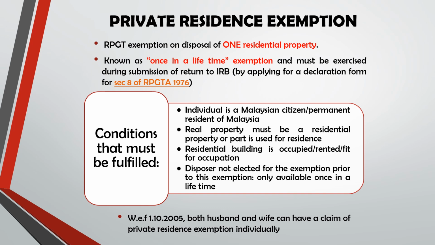This means either you occupy it yourself or your family does, or you rent it for residential purpose, and it is not used for other purposes such as business. And the disposer has not elected for the assumption prior to this, because it is only available once in a lifetime. With effect from 1st October 2005, both husband and wife can claim private resident assumption individually on the same property, but again only once in a lifetime.